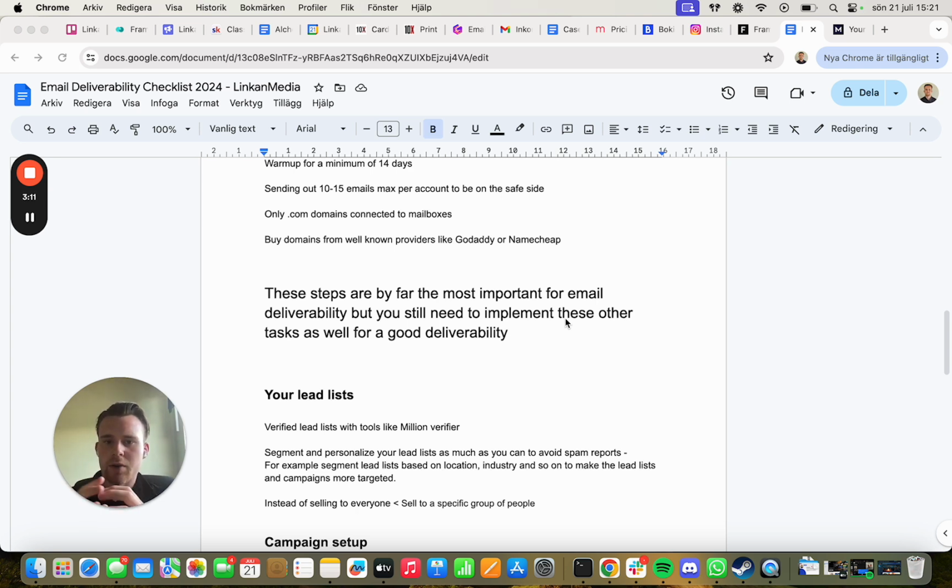Then we have your lead lists. You need to verify your lead lists with tools like Million Verifier to lower the bounce rates and to basically have good lead lists where your emails are actually delivered to the recipient. Then you need to segment and personalize your lead lists as much as you can to avoid spam reports. For example, segment lead lists based on location, industry, and so on to make the lead lists and campaigns more targeted and to minimize spam reports. Instead of selling to everyone, you need to sell to a specific group of people because then the outreach will feel a lot more warm and a lot more personalized.